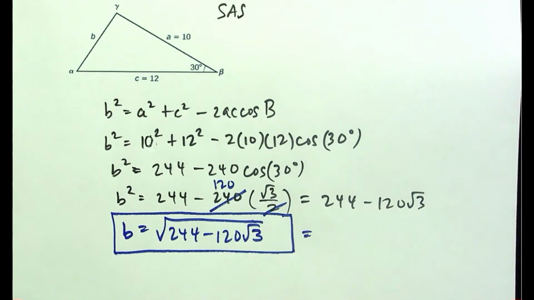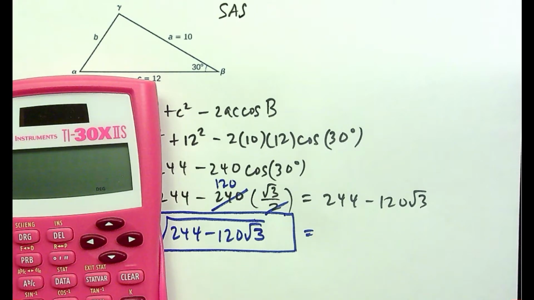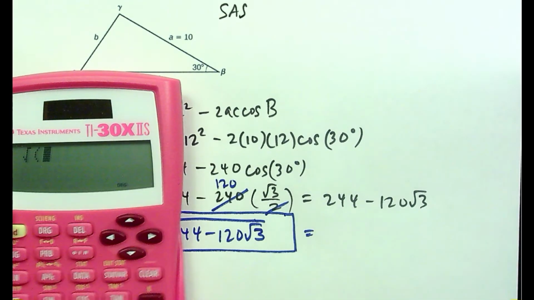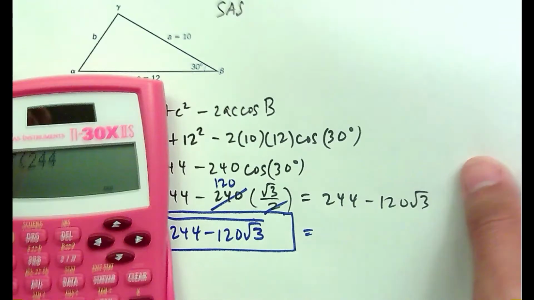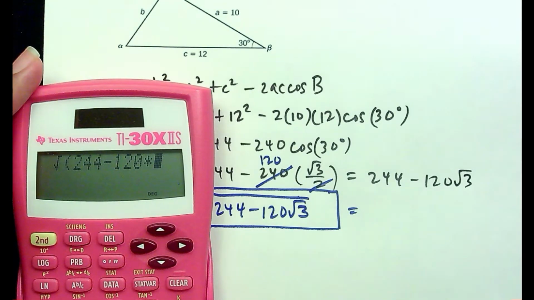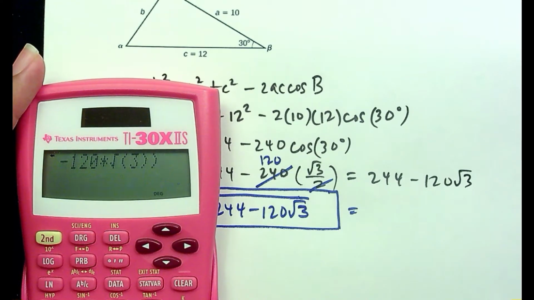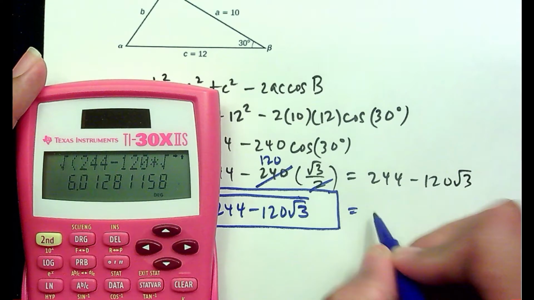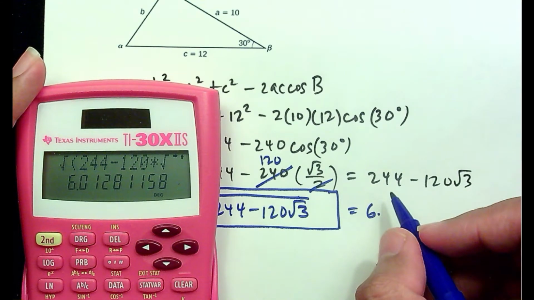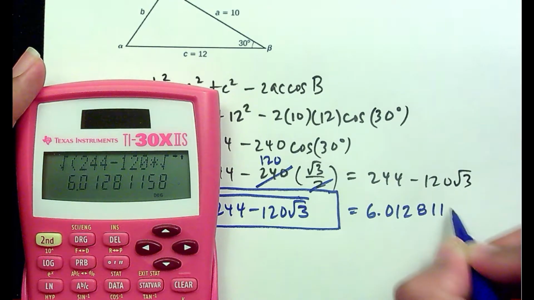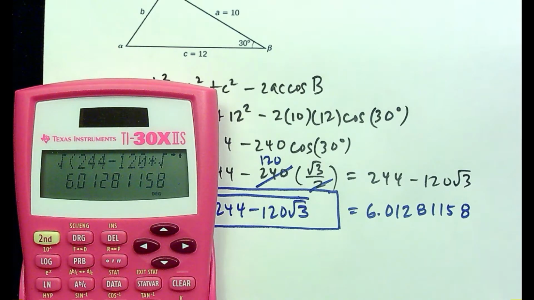But now let's put it in the calculator and let's get a rounded decimal for the answer. So you could have done it before, as I said. Okay, let's do it. So this would be square root of 244 minus 120 times the square root of 3. So you get that that is 6.012811158. Remember what I told you, do not round until you're done with the problem.